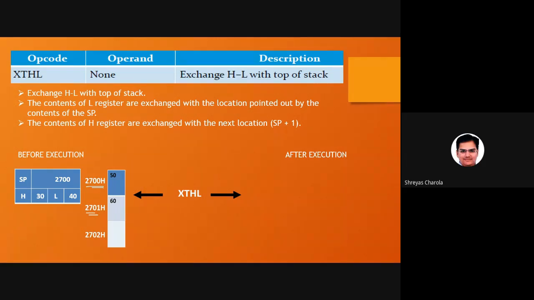I told you, higher location, higher register; lower location, lower register. Based on that, give the answer. That is what Harshit now says. Harshit, why is 2701 the 40? Is the 40 the higher data in the higher register, or is 30 in the higher register? What do you think?